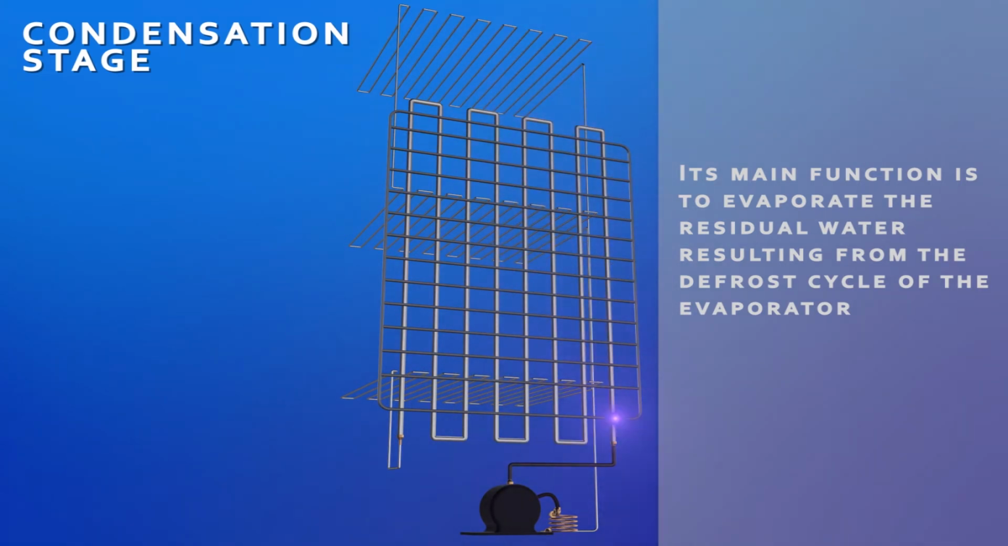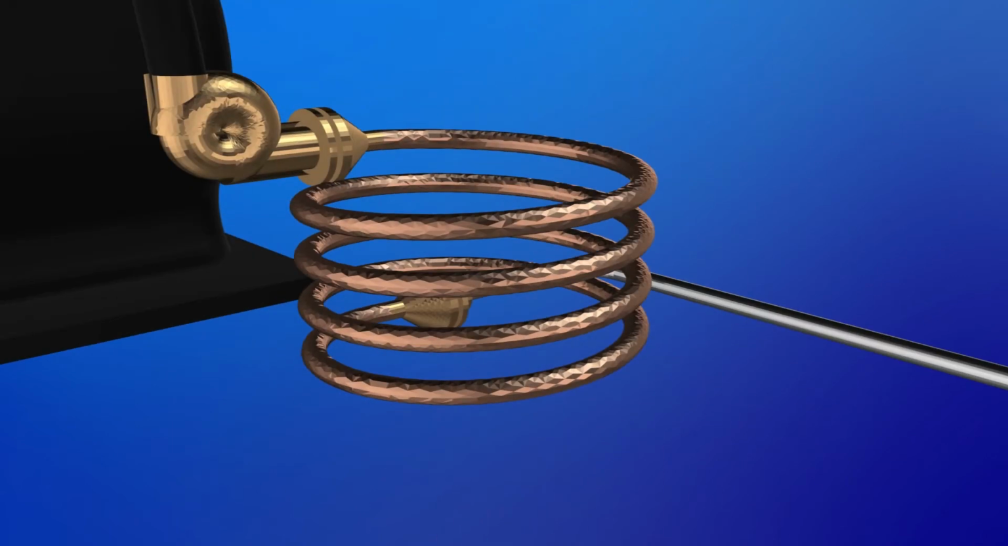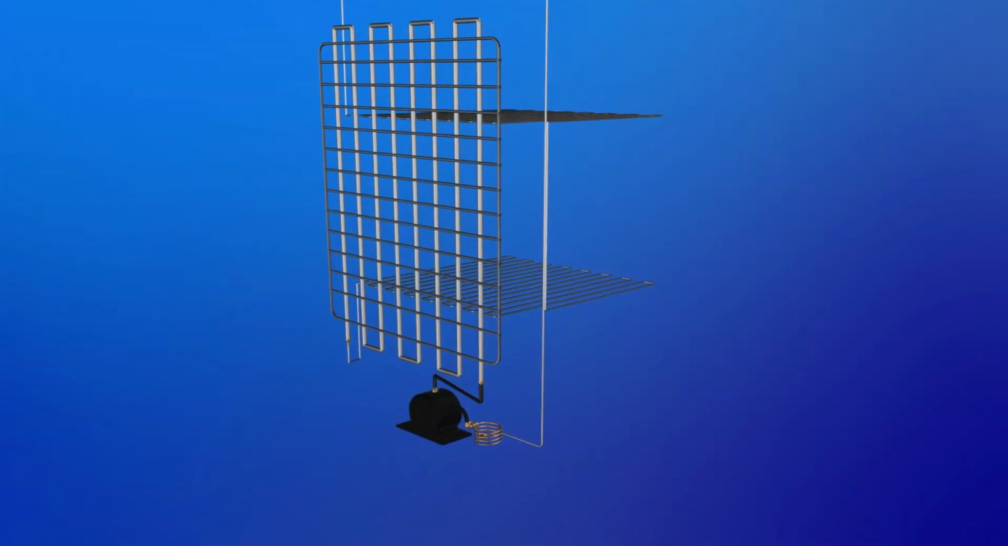The components involved in this stage are the water evaporation coils, either as a separated component or as an extension of the condenser and located immediately at the outlet of the compressor. Its main function is to evaporate the residual water resulting from the defrost cycle of the evaporator. Then, the fluid enters the condenser, whose only function is to reject heat to the environment.